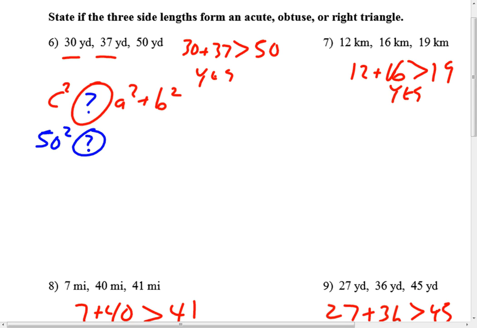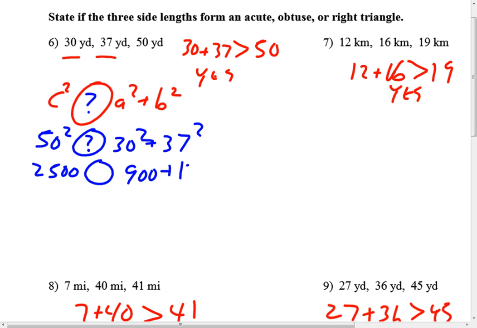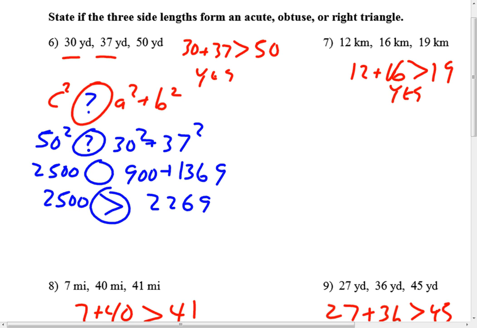You'll notice I don't know what the relationship is. The first time you do this, or the first couple times, you're probably going to end up putting an equals down because you're so used to doing that. Resist that urge. 37. I'm getting greater than. What does that mean? It's obtuse.